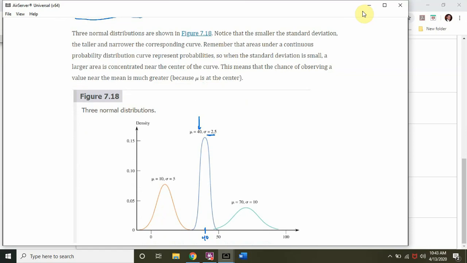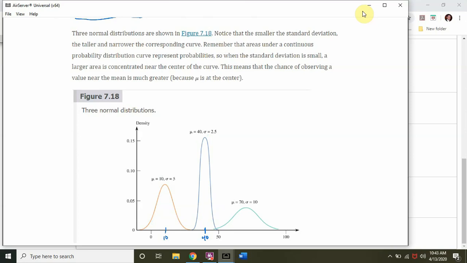The orange one to the left is centered at 10, and it has twice the spread, 5, of the previous one. You can notice that from left to right, indeed, it's more spread out than the first one, but it's not nearly as tall as a result. So the narrower the standard deviation, the taller the graph tends to be.